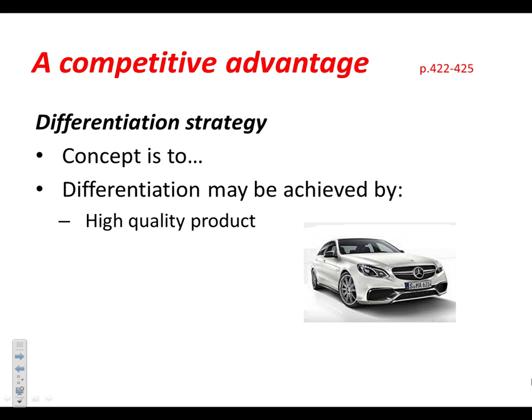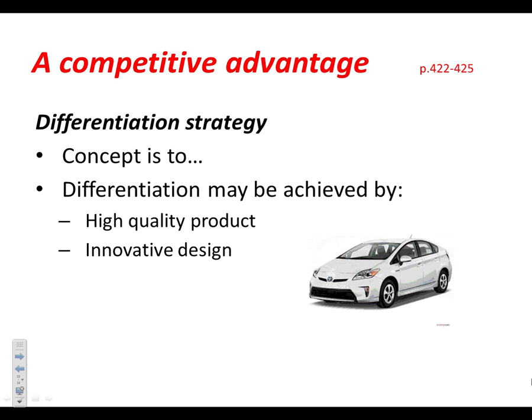The first one is a high quality product. Okay? Mercedes is a really good example. If we go back to the airlines there, you could argue that people would fly more regularly with Qantas because they know that there's a greater chance that they're going to get to their destination than with Tiger, okay? And so people are willing to pay more for a higher quality product. That is the first way.